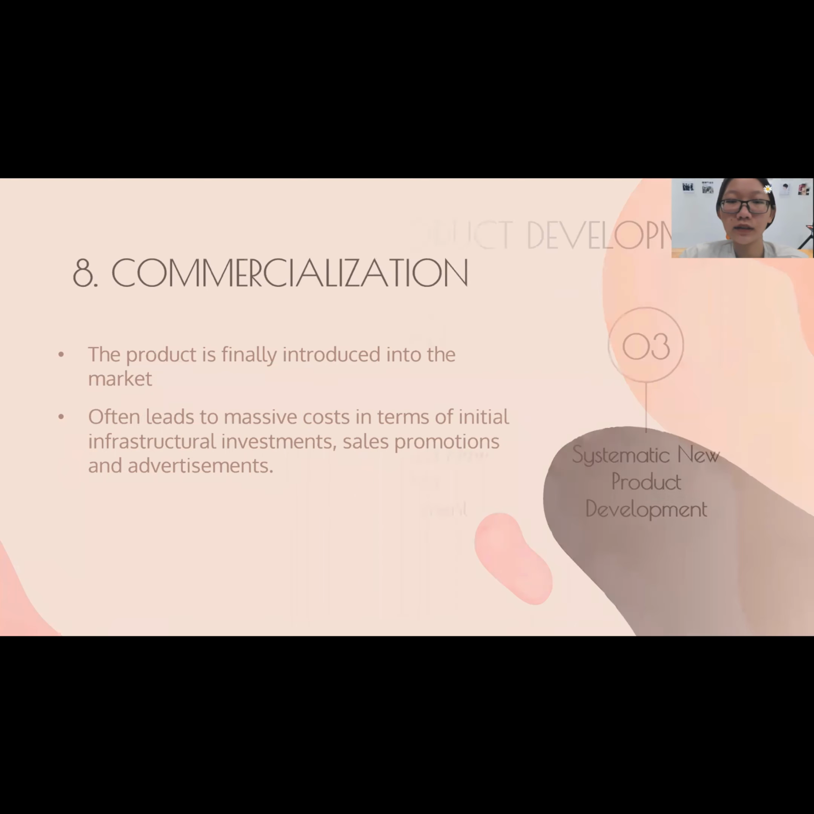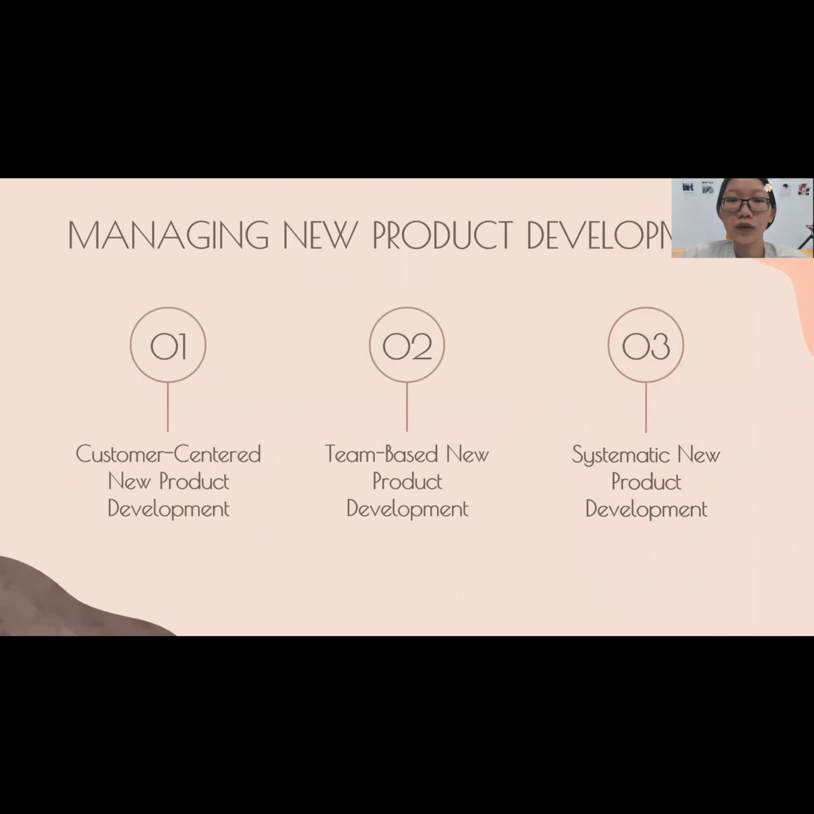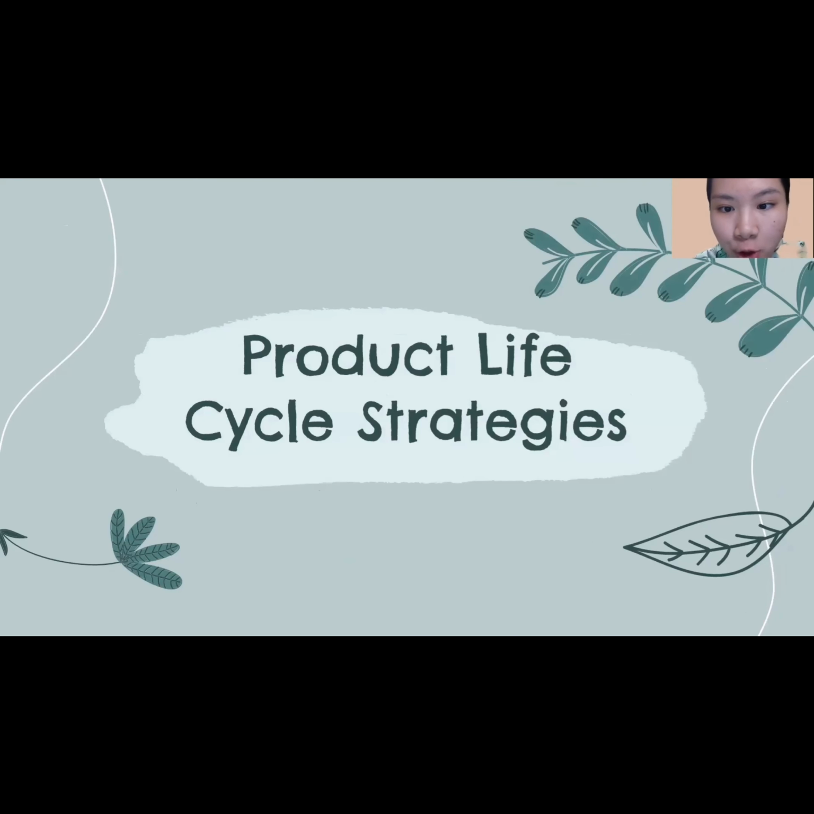This stage often leads to massive costs in terms of initial infrastructural investments, as well as sales promotions and advertisements. NPD involves more than just going through a set of steps. Companies must take a systematic, holistic approach to managing this process. Successful NPD requires customer-centered, team-based, and systematic efforts. Product life cycle strategies is the next learning objective. What is a product life cycle exactly? The sales and profits of a product over its lifetime is referred to as the product life cycle.